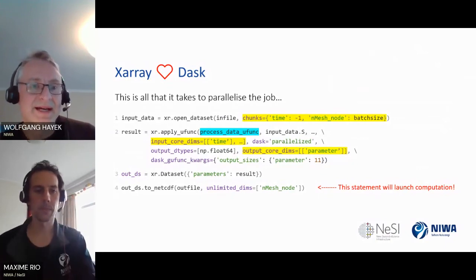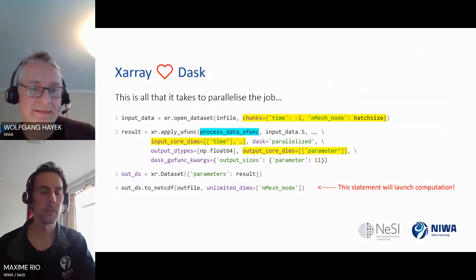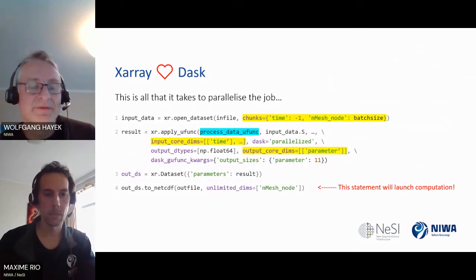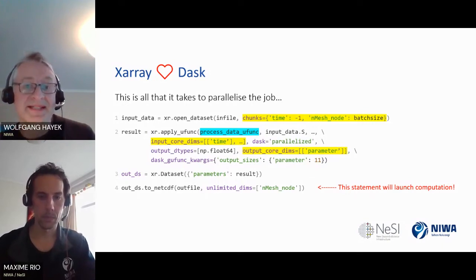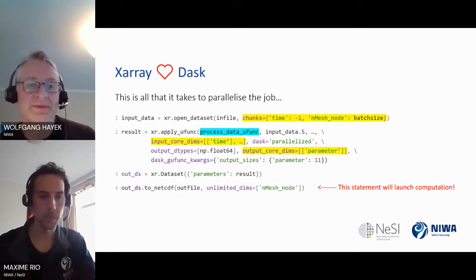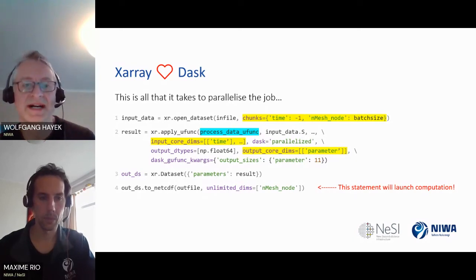Then in line 3, I create a new X-Array dataset based on the output from my worker function. And in the end, in line 4, I ask X-Array to write out the netcdf file. And this is something I haven't mentioned yet. It's only when you come to such an endpoint of your workflow that Dask will spring into action, because it uses lazy evaluation. So once it executes that line, then everything will launch and start the computation, but not before.